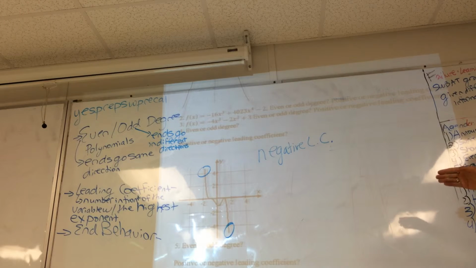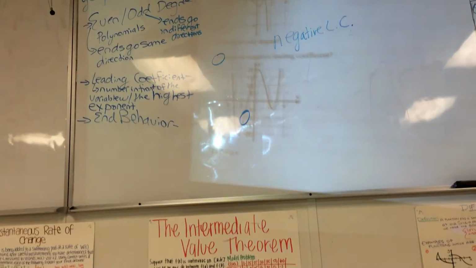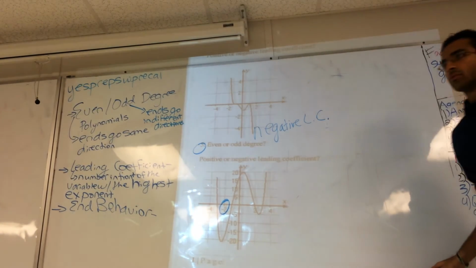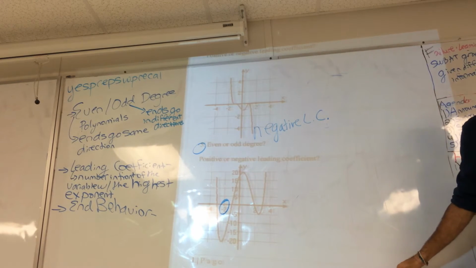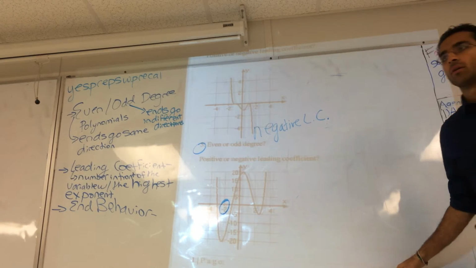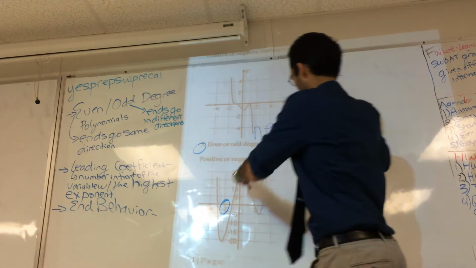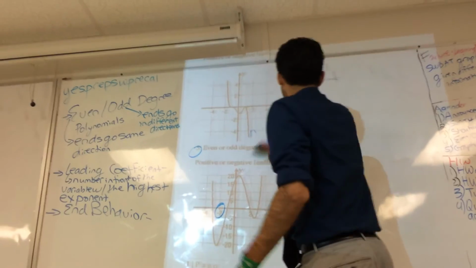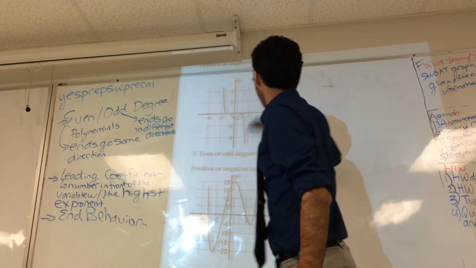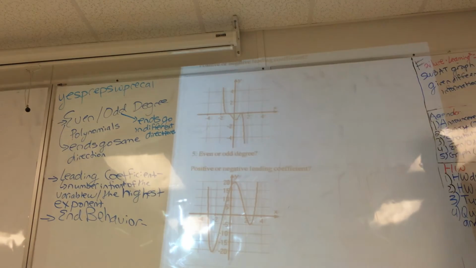Okay, those who are good, try number 5 on your own. Take 30 seconds on number 5, figuring out even or odd, positive or negative leading coefficient. If you have questions, let me know. Javier? We're not asking for the number. Take a look. Take 30 seconds.